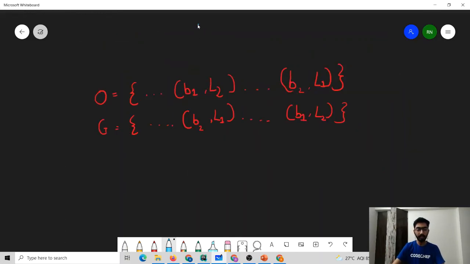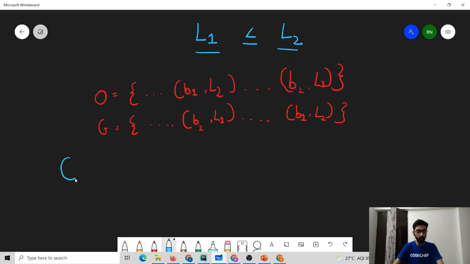Next, we will prove that if there are two videos, one with length L1 and one with length L2, such that L1 is less than or equal to L2, then it's favorable for us to play the song with lesser length before the song with greater length. So what is our greedy strategy? According to our greedy strategy, L1 will be played before L2. But now let us consider that there is some optimal strategy which plays L2 before L1.